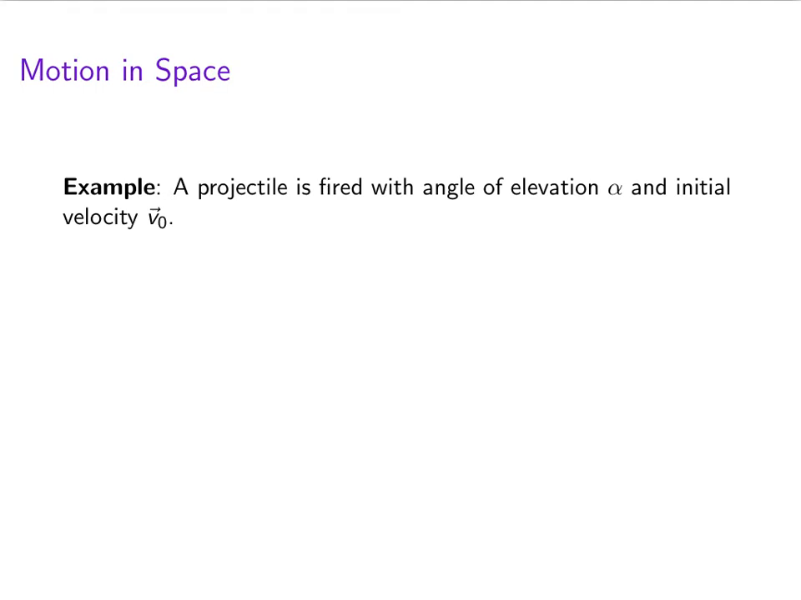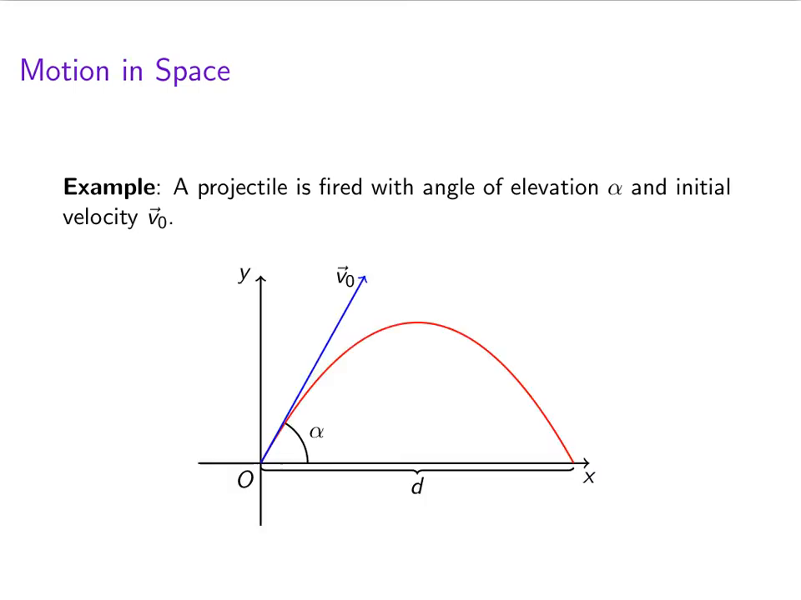Hello, calculus fans. Let's suppose that we have a projectile that's fired with an angle of elevation alpha and initial velocity v naught, as in this picture. So you're shooting something from the origin, it follows the path of the red parabola, and it comes down and hits somewhere along the x-axis.